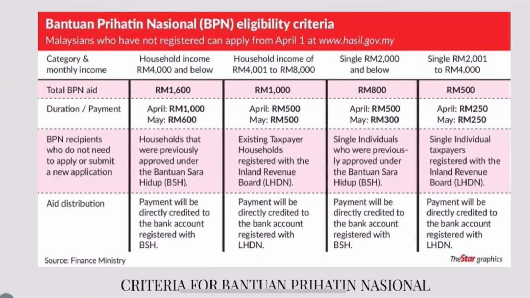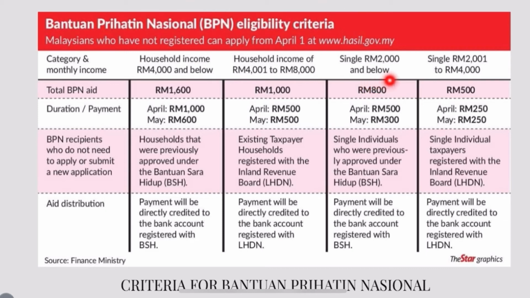This slide shows the eligibility criteria for Malaysians to be able to receive the Bantuan Prihatin Nasional initiative that has been announced by the government with the aim to help the B40 survive during the pandemic. There are 4 categories who are eligible for the BPN initiative. First, household income of 4,000 ringgit and below. Secondly, household income in the range of 4,001 ringgit to 8,000 ringgit.